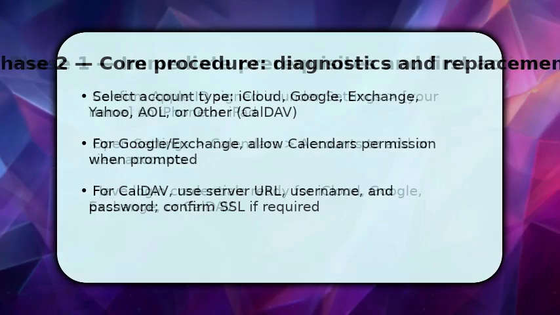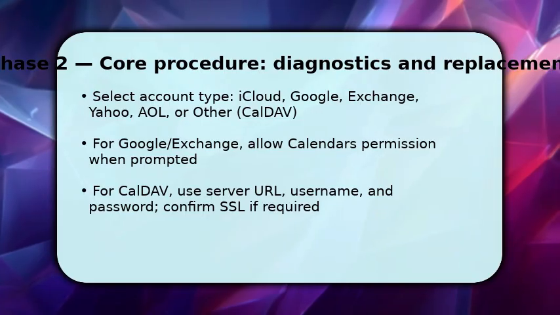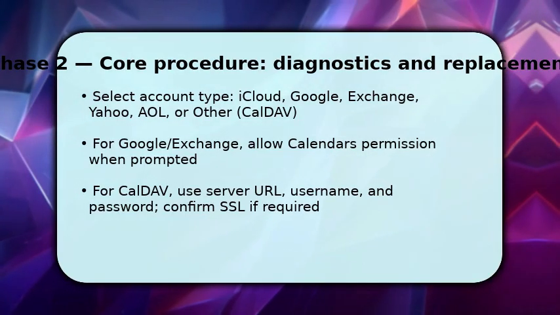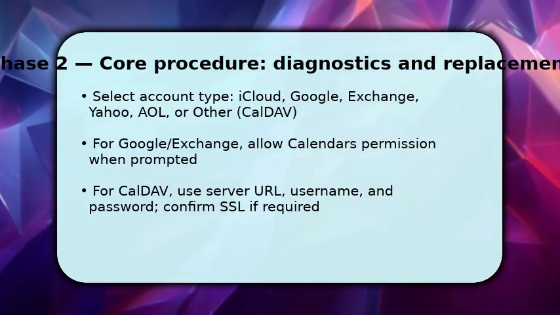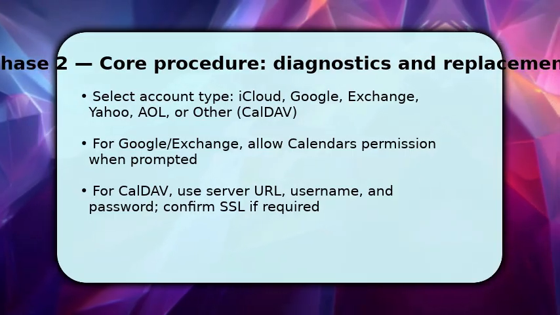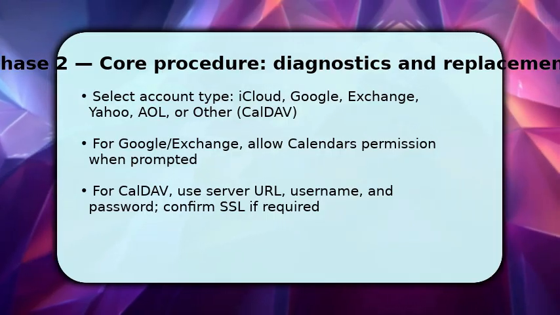You proceed by choosing the correct account type because each service links differently to Apple Calendar. Pick Google or Exchange for hosted mail calendars and grant the calendars permission when prompted. That lets events sync automatically. If using other, choose CalDAV and enter server URL, username, and password. Toggle use SSL if your provider requires encryption.